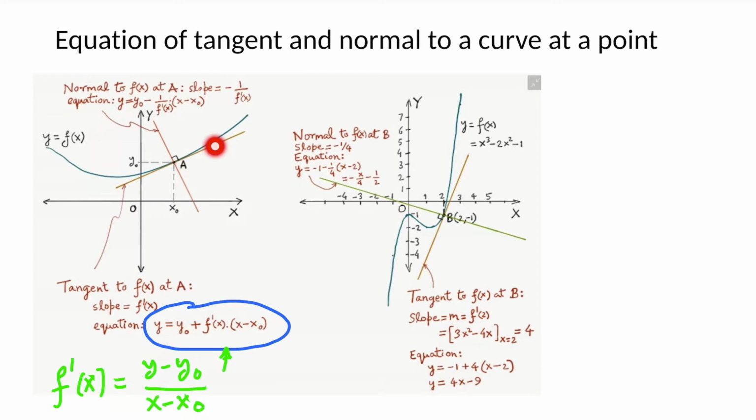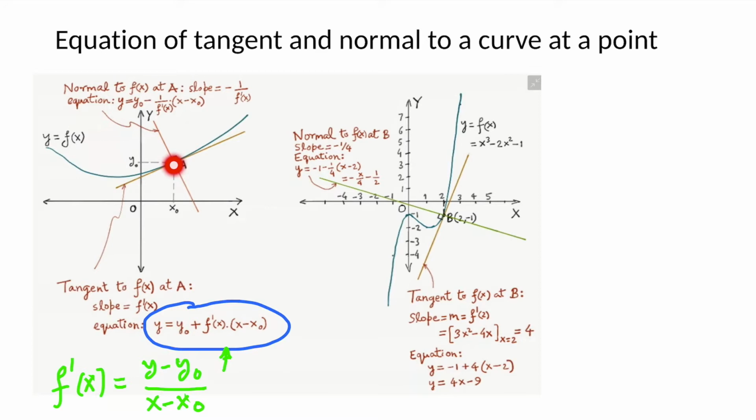And from this we can get the equation in these terms: y equals y naught plus the slope of the tangent multiplied by x minus x naught. And remember that the slope of the tangent is found from the equation of the curve by calculating dy by dx and then plugging in these values of x naught and y naught.